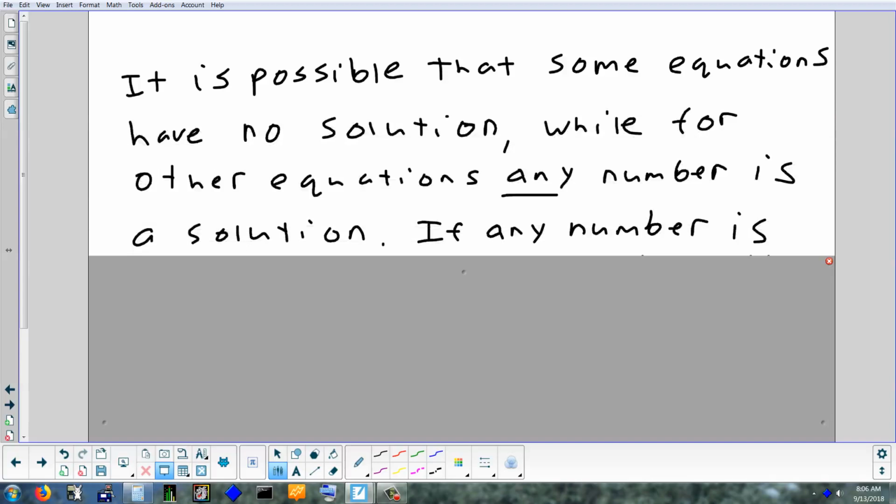Will there be a problem on the test that is no solution? Yep, we'll probably give you an example of a no solution and one that has any number as a solution. And we'll show you how to solve it.